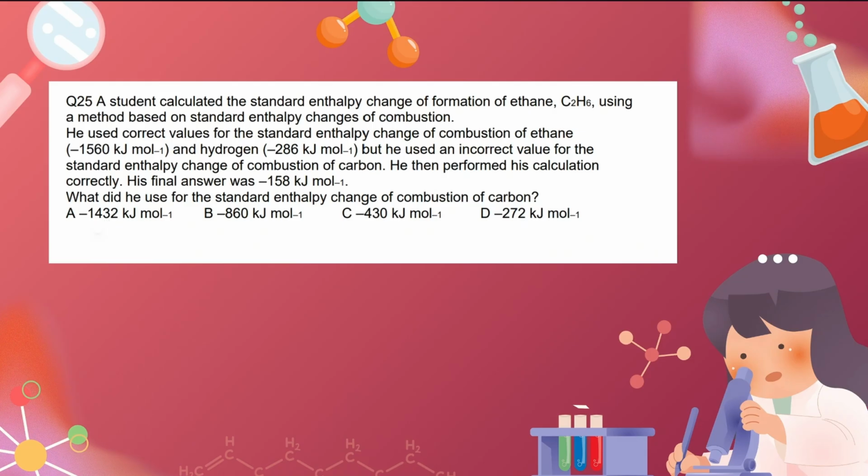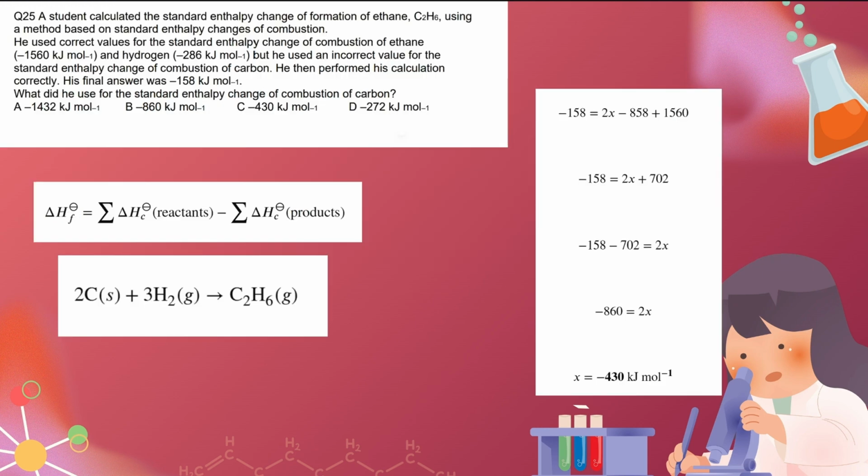Next, this is another enthalpy. You guys can see this is the change of combustion right here. This is what we got from the question, and then the final answer is this. But you guys have to see, he used an incorrect value for the standard enthalpy change of combustion, and then he changed it to a correct one, making the final answer this. So all we need to do is to find the standard enthalpy change of combustion of carbon. So this is how we do it again.